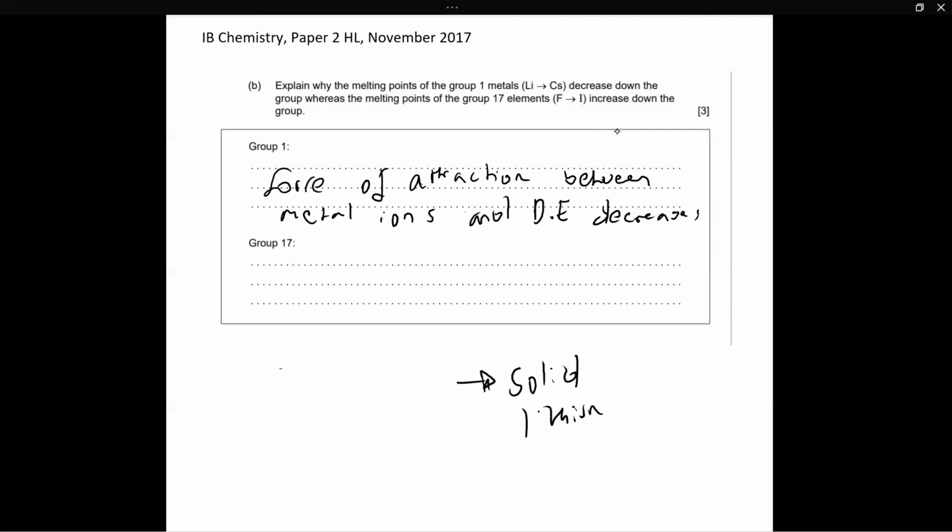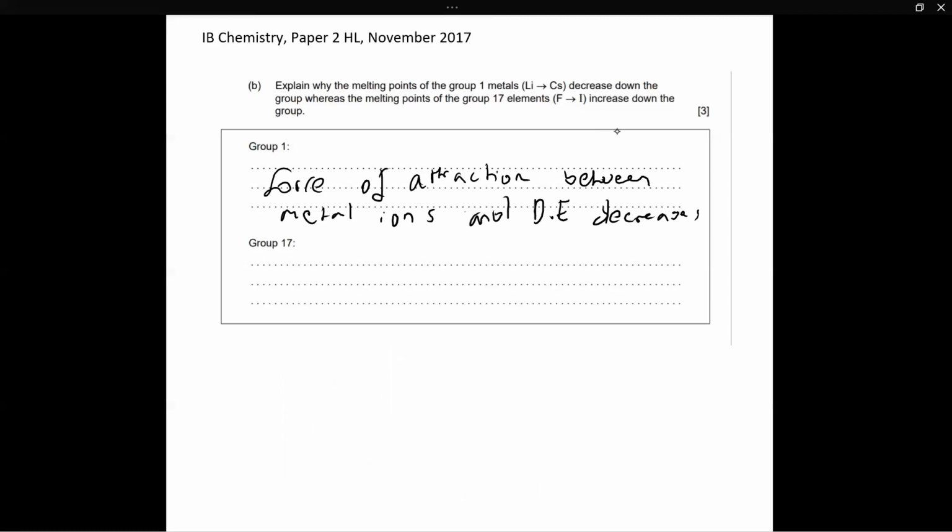However, in group 17, we do not have electrostatic force of attraction. Metallic bonding doesn't exist, right? Like I showed you right now. There are no delocalized electrons. There are no ions. There's none of that. Group 17 elements bond in a different way, right?